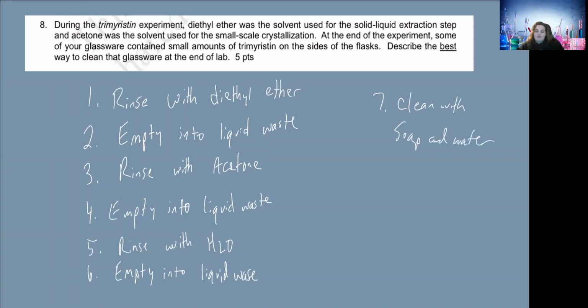On your theory quiz, make this more of a paragraph. I just listed the steps so it was easier to see. But once again, the reason we rinse with diethyl ether first instead of acetone is because diethyl ether is the solvent we used in this experiment to dissolve the trimyristin. So if we want to remove the trimyristin from the side of the flask, diethyl ether is the best approach because it will allow it to be dissolved and easier to clean. Okay. Alrighty, everybody.